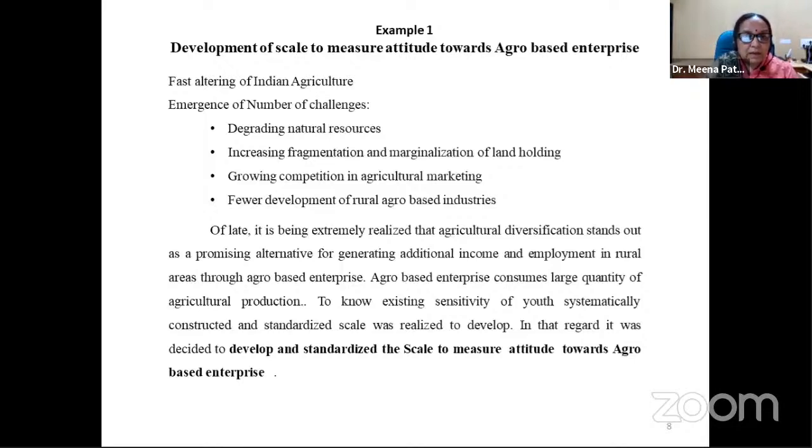So of late it is being extensively realized that agricultural diversification stands out as a promising alternative for generating additional income and employment in rural areas through agro-based enterprise. Agro-based enterprises consume a large quantity of agricultural production. To know the existing attitude of youth, a systematically constructed and standardized scale was realized to be needed. This is the reason why the scale is developed. In that regard, it was decided to develop and standardize the scale to measure attitude toward agro-based enterprise.